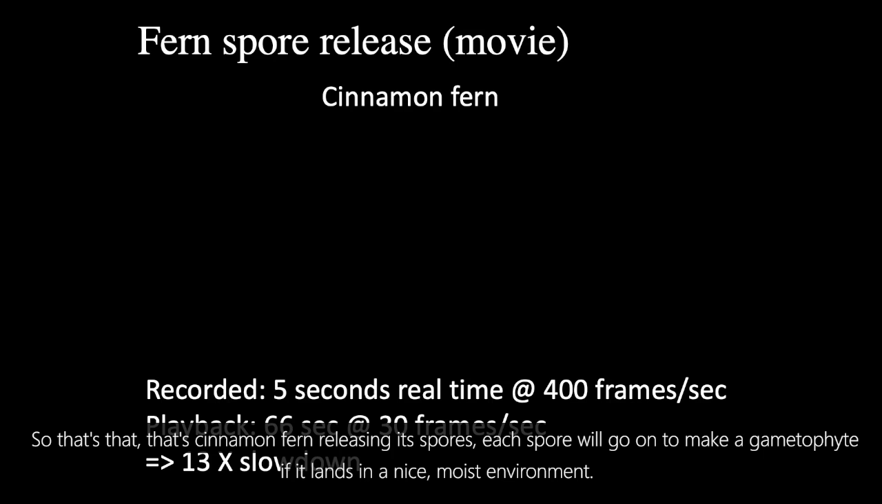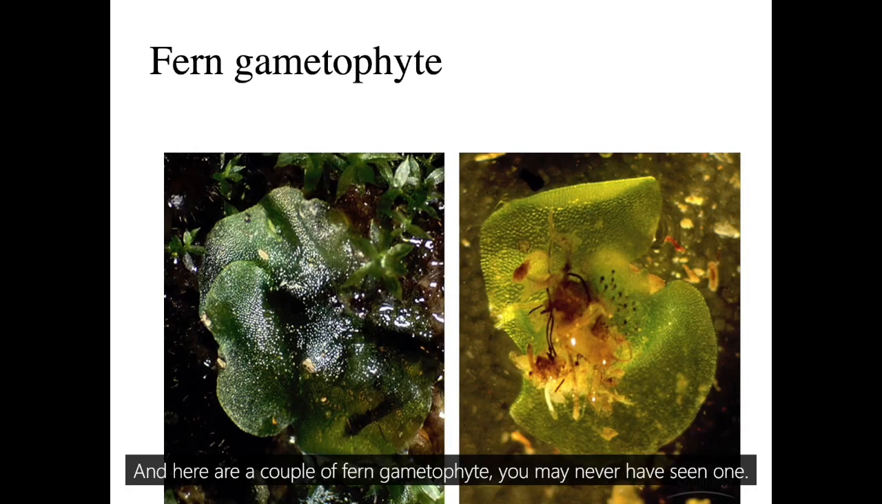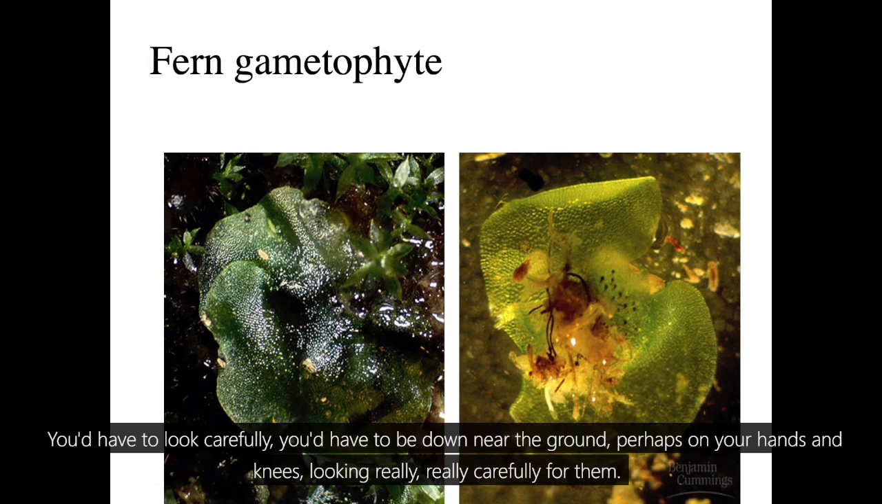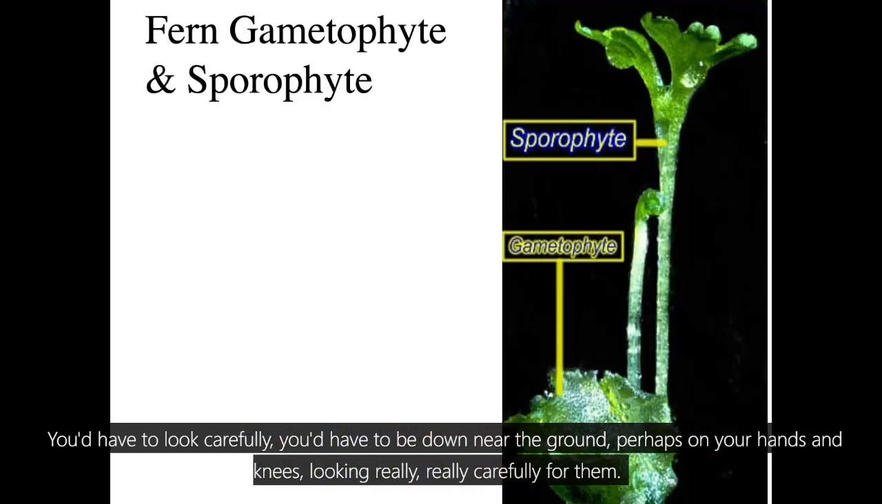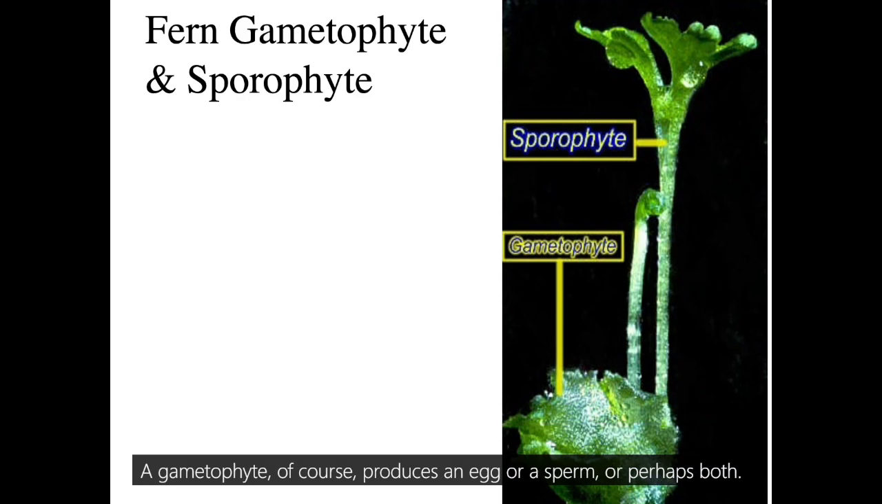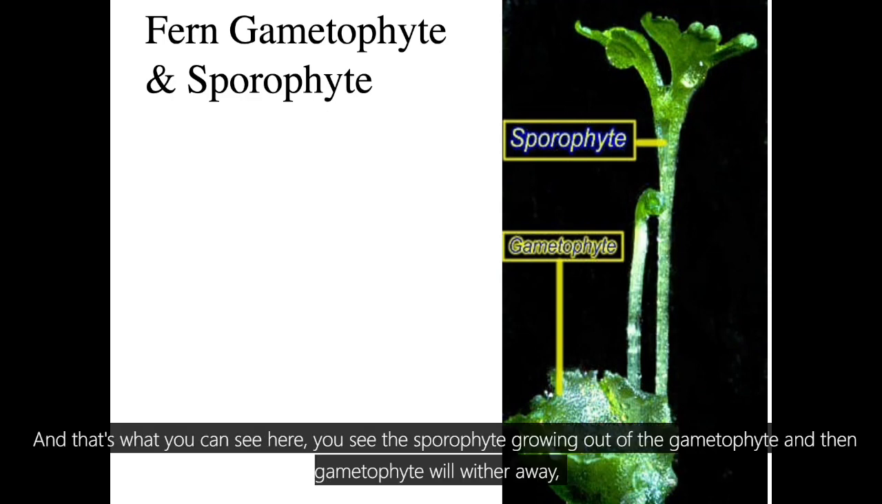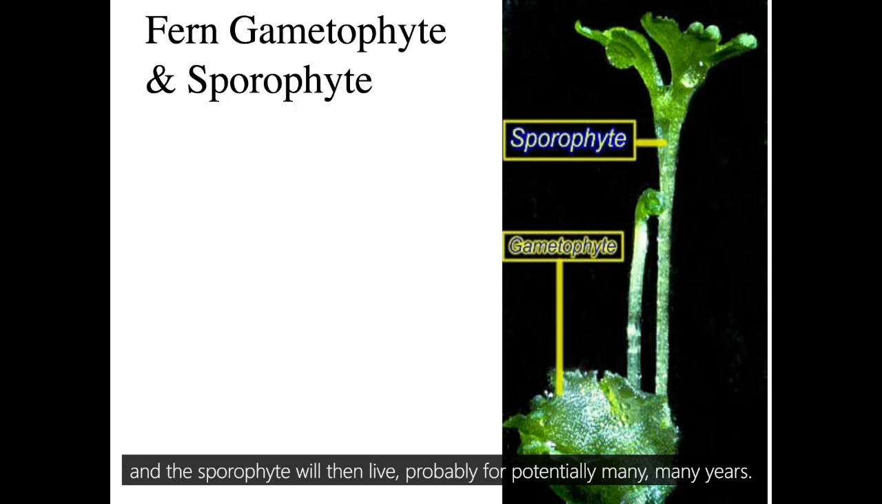Each spore will go on to make a gametophyte if it lands in a nice moist environment. And here are a couple of fern gametophytes. You may never have seen one. You'd have to look carefully. You'd have to be down near the ground, perhaps on your hands and knees, looking really, really carefully for them. A gametophyte, of course, produces an egg or a sperm, or perhaps both. And if it makes an egg and that egg is fertilized, then a sporophyte grows out of it. And that's what you can see here. You see the sporophyte growing out of the gametophyte, and the gametophyte will wither away, and the sporophyte will then live probably for potentially many, many years.